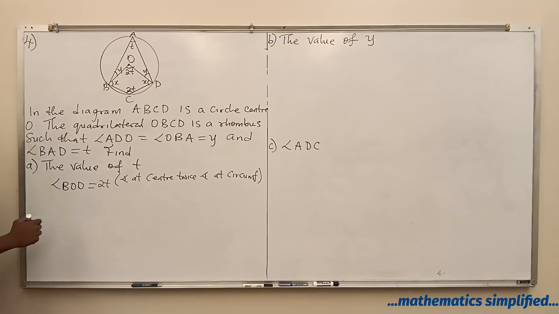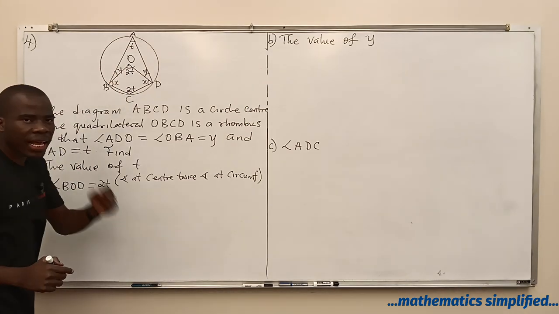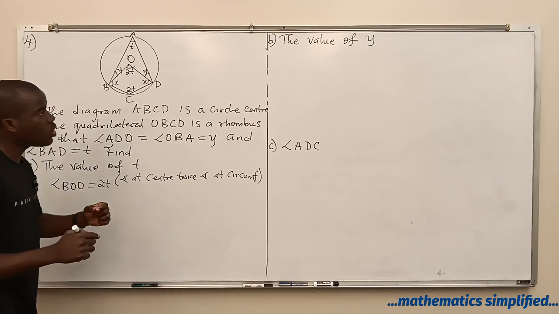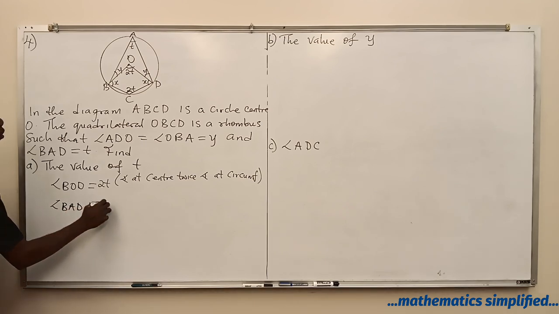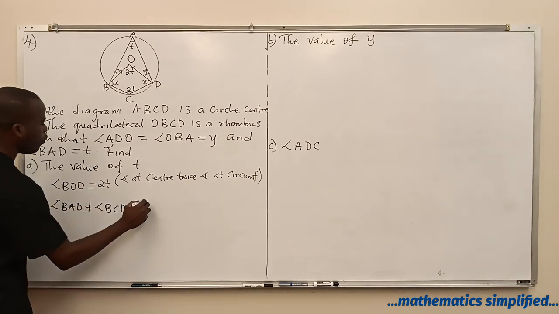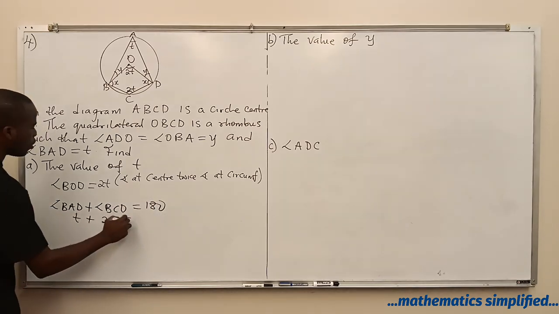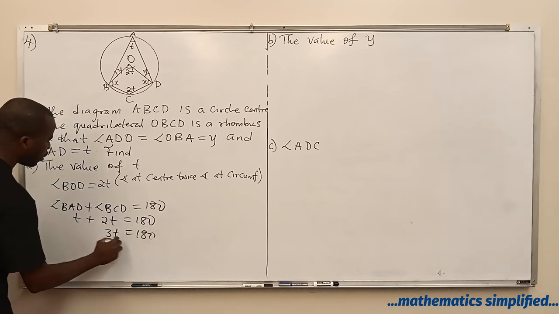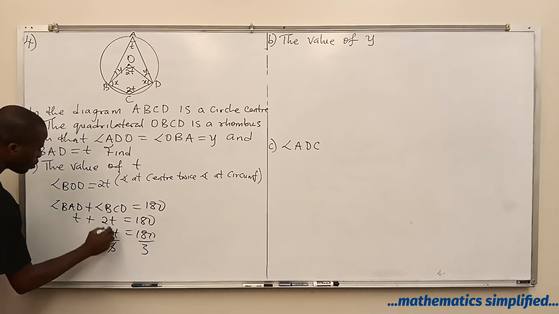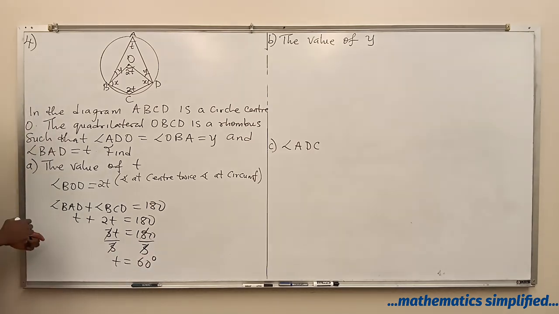How do we get t now? We know that the opposite angles of a cyclic quadrilateral are supplementary. That is, angle BAD plus angle BCD must give 180. So, which is t plus 2t equals 180. 3t equals 180. Divide both sides by 3. t will be 60 degrees.